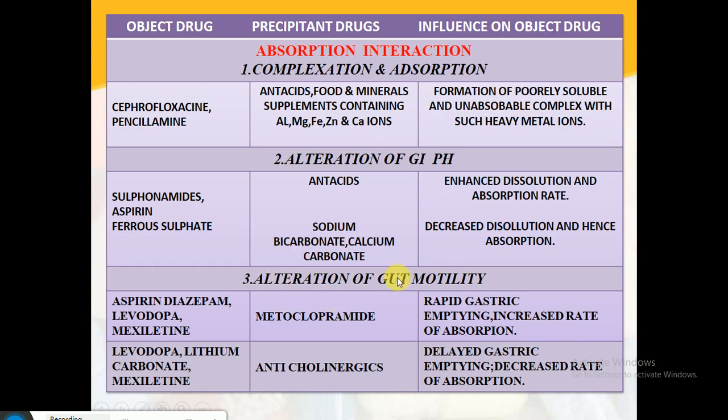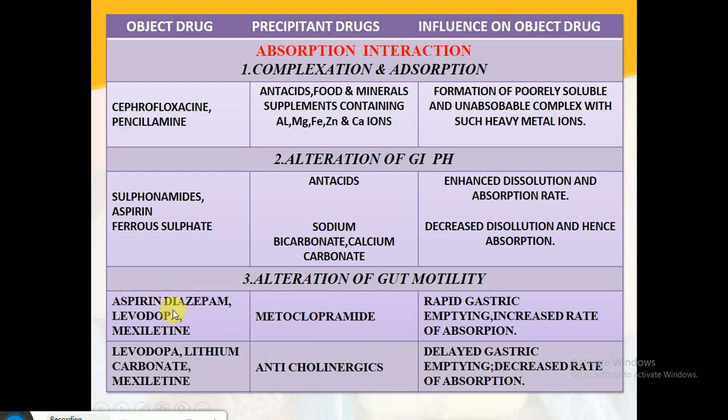The third one is alteration of gut motility. Here we have aspirin, diazepam, levodopa and mexiletine. If these drugs are used in combination with metoclopramide, what type of changes will occur? It will cause rapid gastric emptying and increase the rate of absorption. Here levodopa, lithium carbonate and mexiletine are in combination with anticholinergics. As a result, it will delay gastric emptying and decrease the rate of absorption. So these are opposite to one another.